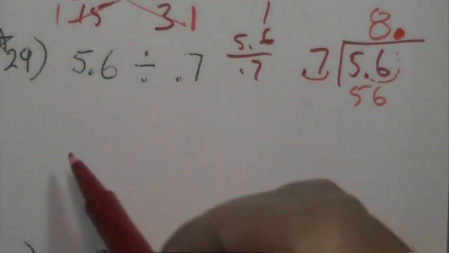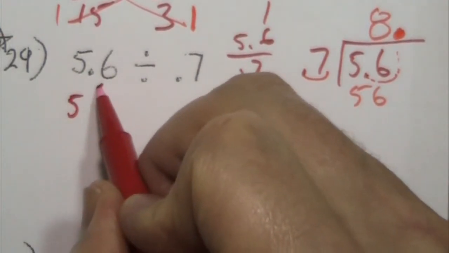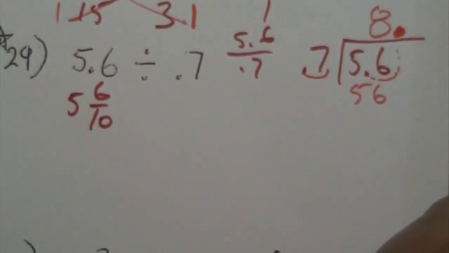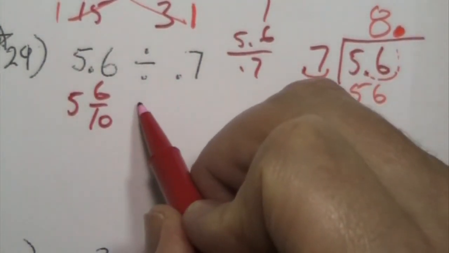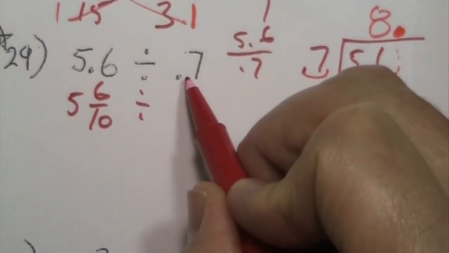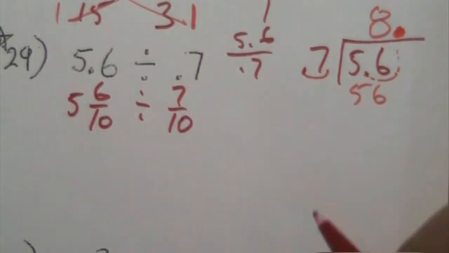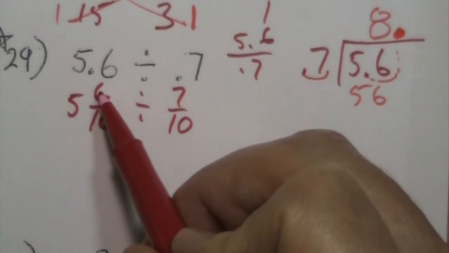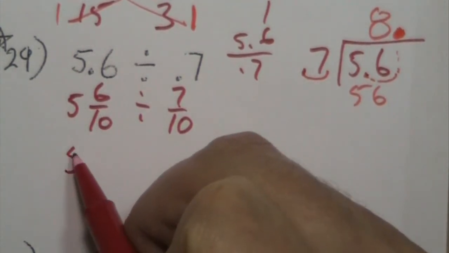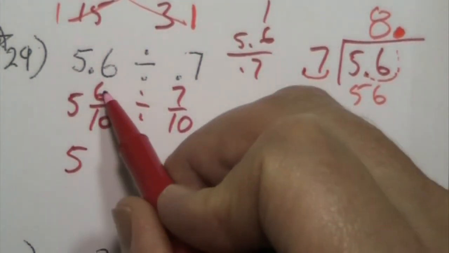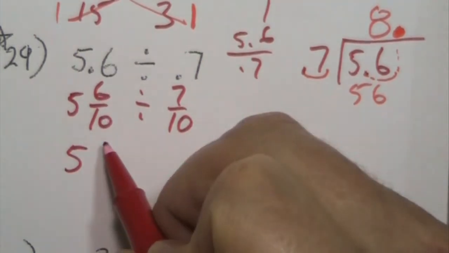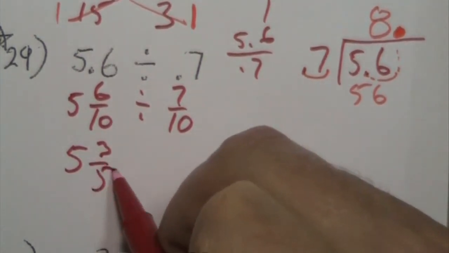If you did not want to do that, you chose another way, you could always make this. This is 5 and 6/10, divided by 7/10. Now you can reduce this. This is actually 5 and 2 goes into both of those. 2 goes in there 3. 2 goes in there 5.